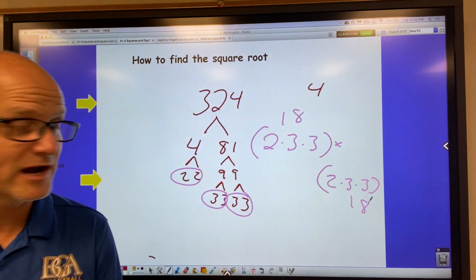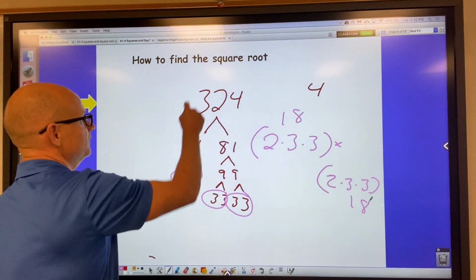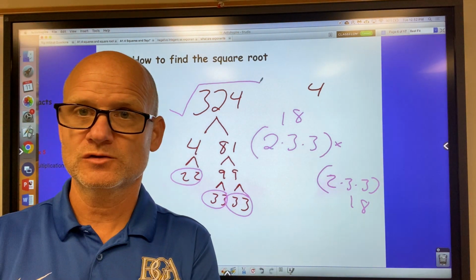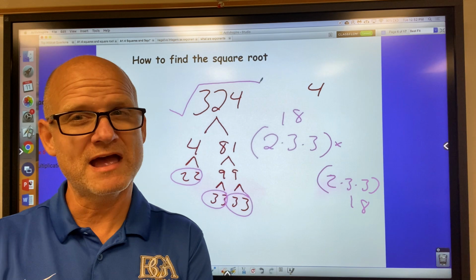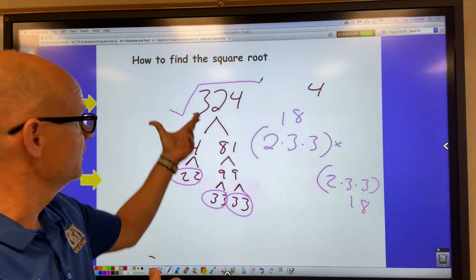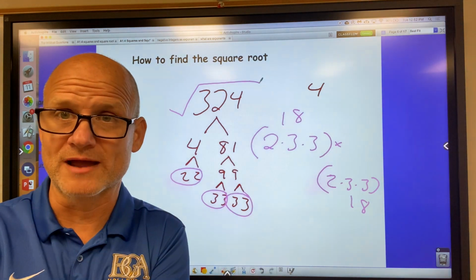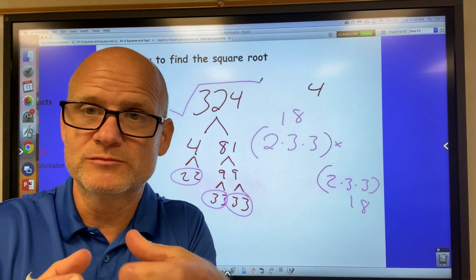So what's the square root of 324? Again, this is what we're trying to find. What's the square root of 324? 18. So again, the methods are, you can use your math facts, but sometimes you're going to get to a number that you can't use your math facts on. So then you can prime factorize it and then just group the pairs together.